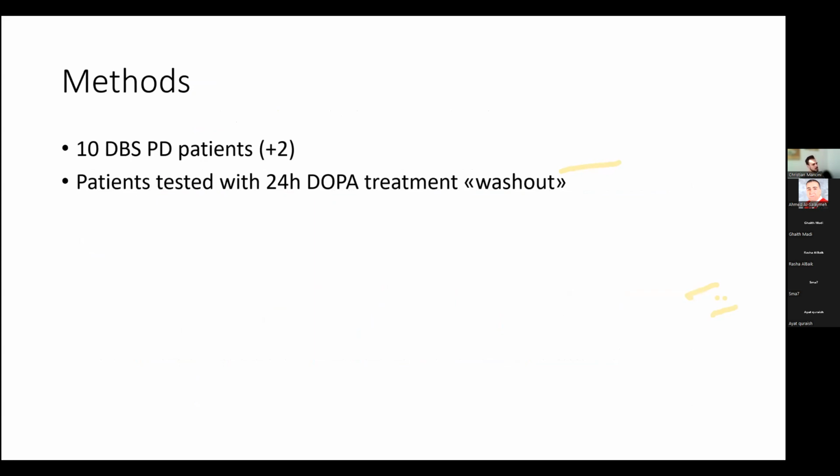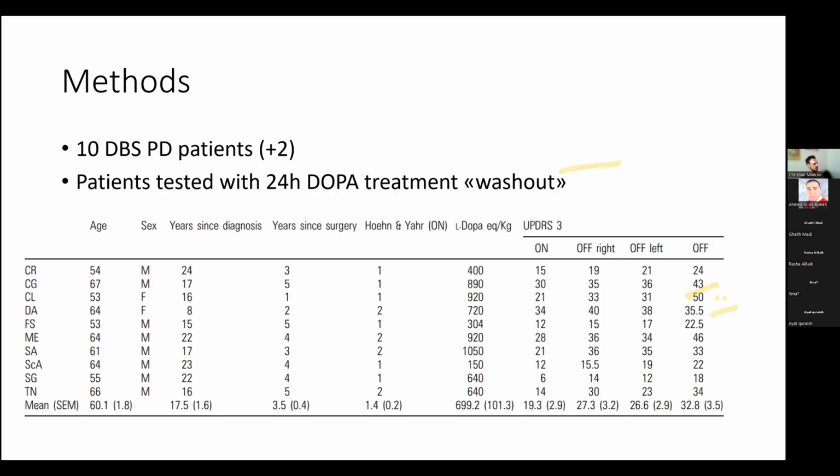We took 10 DBS patients, so patients with Parkinson's and deep brain stimulation. We tested them without dopaminergic treatment, without this treatment for 24 hours. So for 24 hours, they did not take any kind of dopaminergic treatment. So any effect that we see on inhibition is given by the stimulation of these electrodes that stimulate the subthalamic nuclei. Here, a brief overview of our 10 patients.